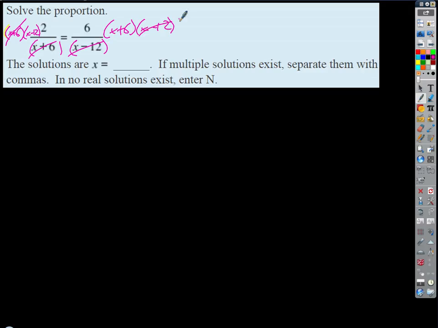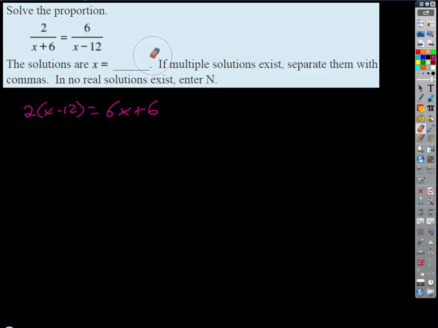So I just end up with the equation x minus 12 times 2 equals 6 times x plus 6, right? Well, you learned that trick when you have a proportion, which just means you have a fraction equal to a fraction. What did you learn to do in Algebra 1 to get rid of the fraction? Cross multiply. Isn't that just really all you have to do here? If I cross multiply, I get 2 times x minus 12 equals 6 times x plus 6, right?